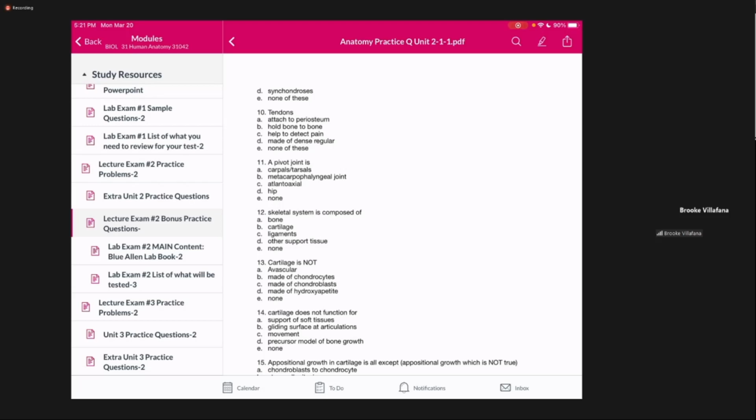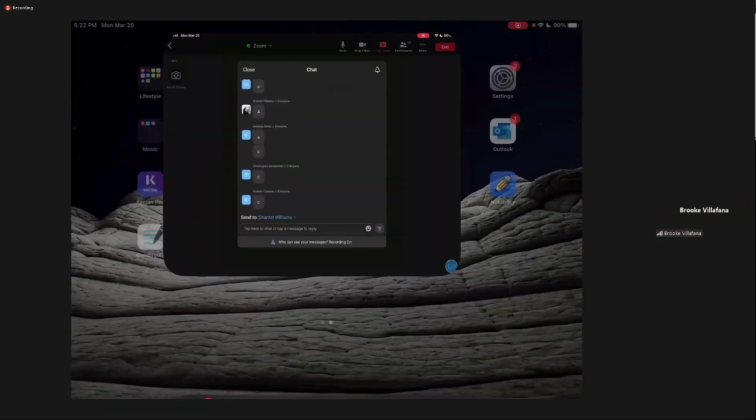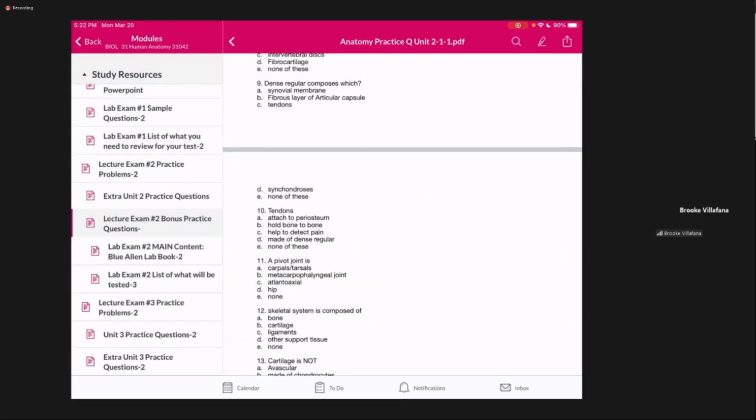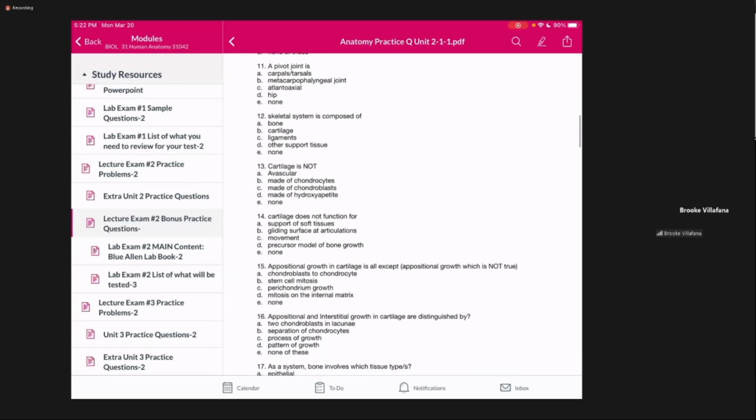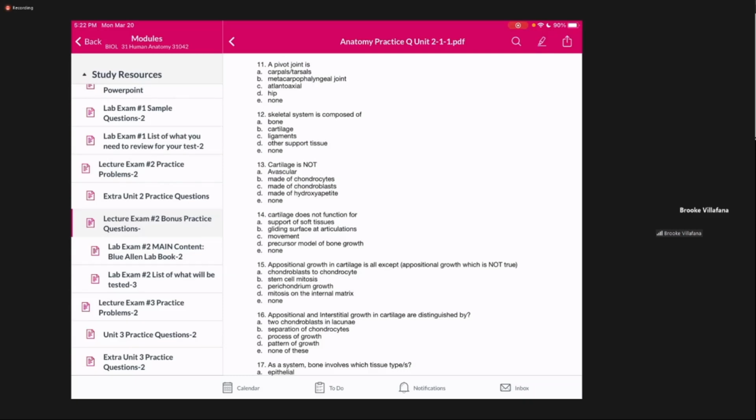All right, so 11, a pivot joint. So which of those is a pivot joint? C, right? So a pivot joint is an atlantoaxial. I gave that to you guys when we were going over the joints in SI. Remember that that's the joint at the top of your neck that helps your head to pivot back and forth. So the atlantoaxial joint is your example of a pivot joint. The metacarpophalangeal joint is your example of a condylar joint. Okay, so on the test, metacarpophalangeal joint would be a condylar joint. Okay, atlantoaxial would be your pivot joint. Carpals and tarsals would be your gliding joint.